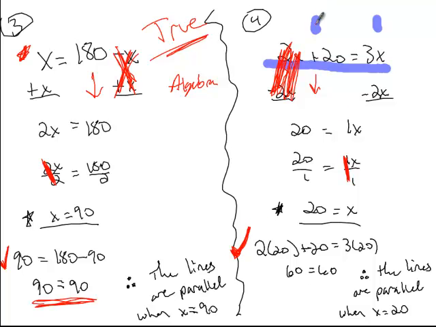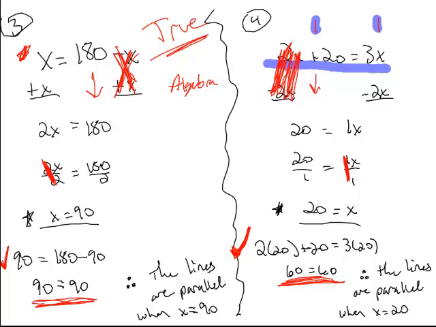because I need this side to equal this side. I need one angle to equal the other angle. When I substitute 20 into my original statement, 2x plus 20 equals 3x, I get 60 equals 60. I assumed the lines were parallel so that my two angles were congruent. Because I proved the two angles were congruent when x equals 20, then I can actually say the lines are parallel when x equals 20.